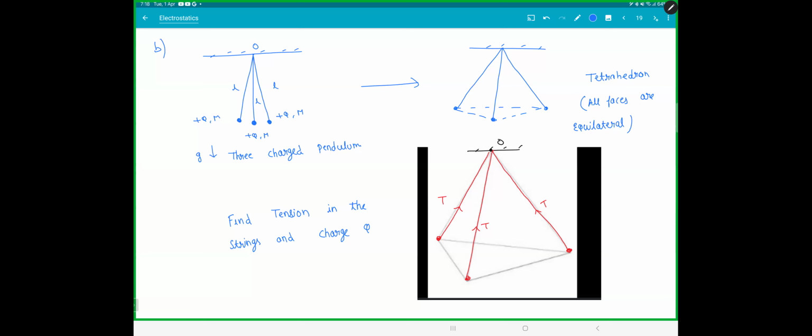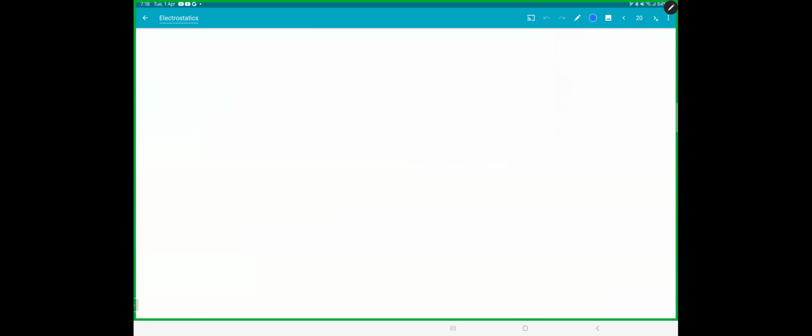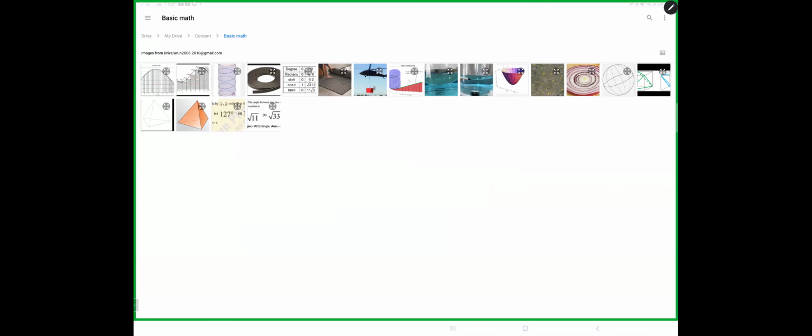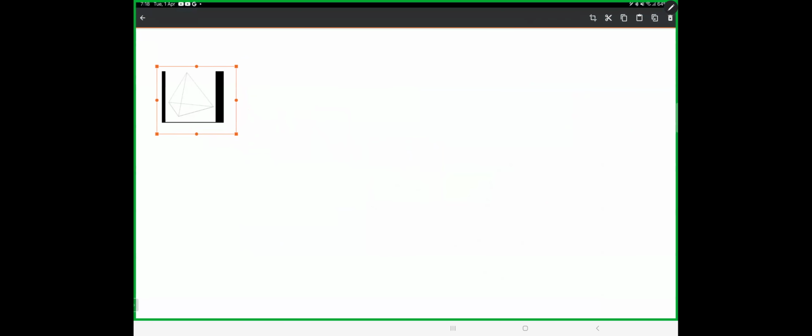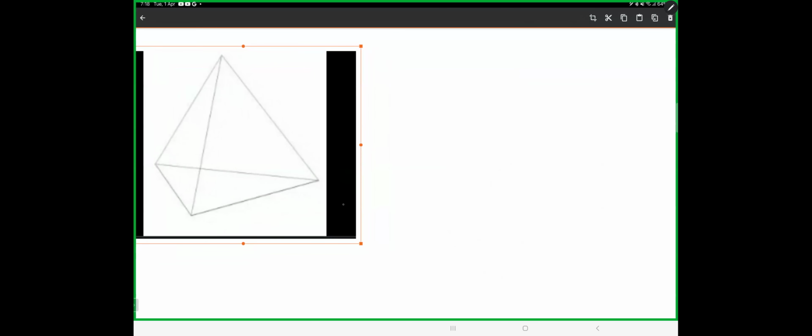Tension 2 आया क्या वहां ना? Isn't it root over 2 by 3? Let's see the diagram. Let's look at this picture here.